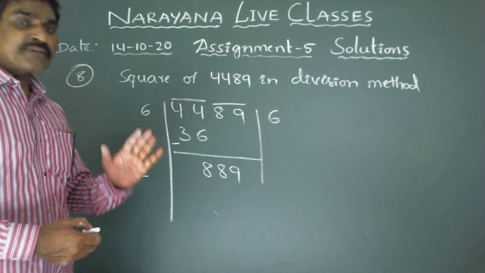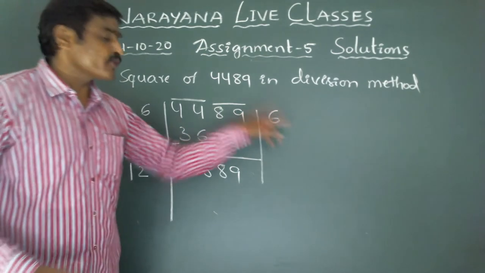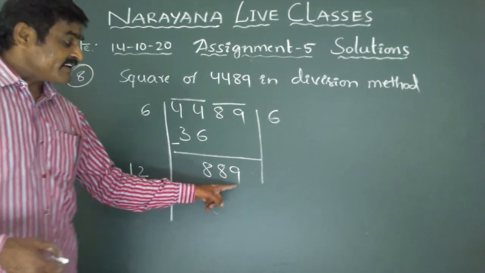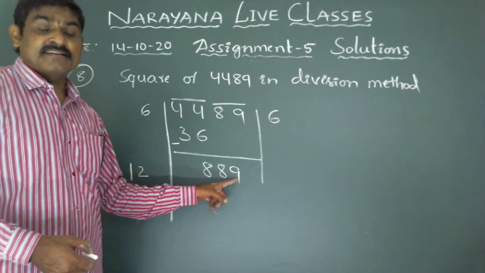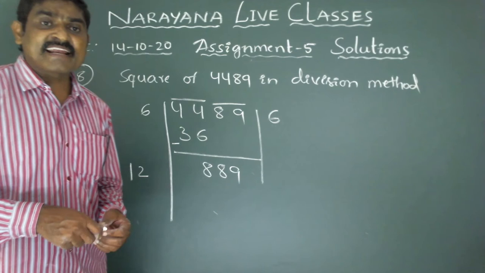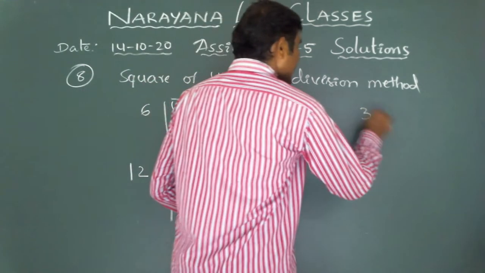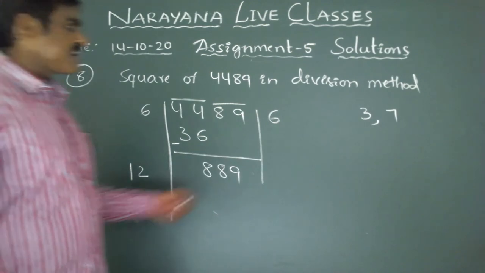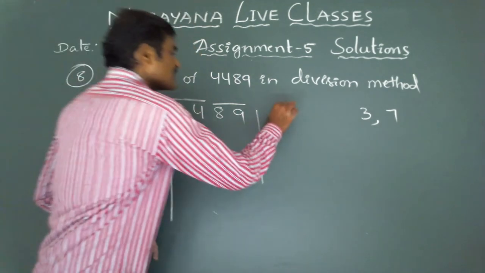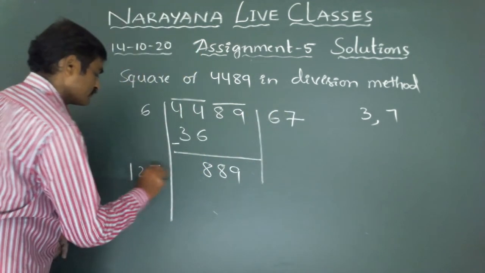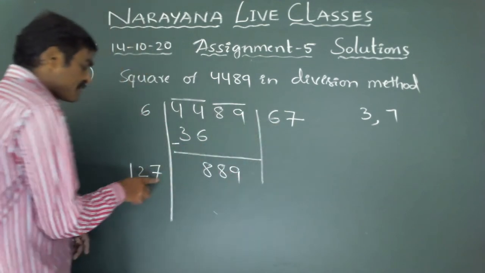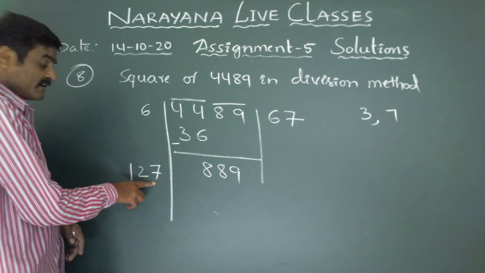Now, what digit will we keep after 12, or in the new quotient? Here, in the new dividend, the digit in the units place is 9. By squaring, which digits will give the 9? Either 3 square is 9 or 7 square is 9. So 3 is very small, so I can keep the 7 now. When you keep the 7 in the quotient, the same digit will be kept in the new divisor also.